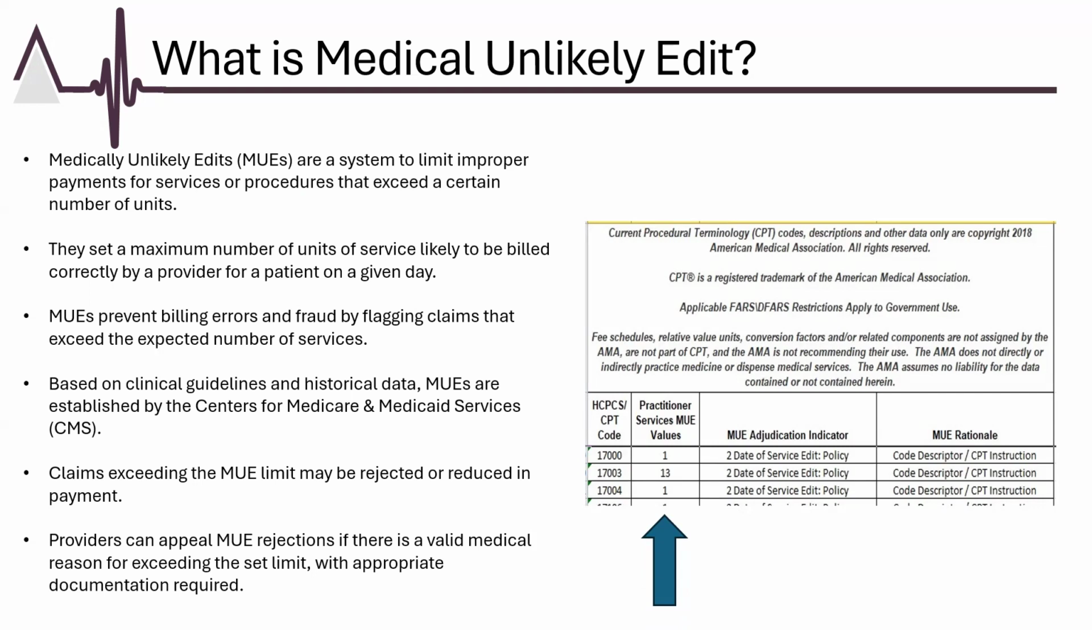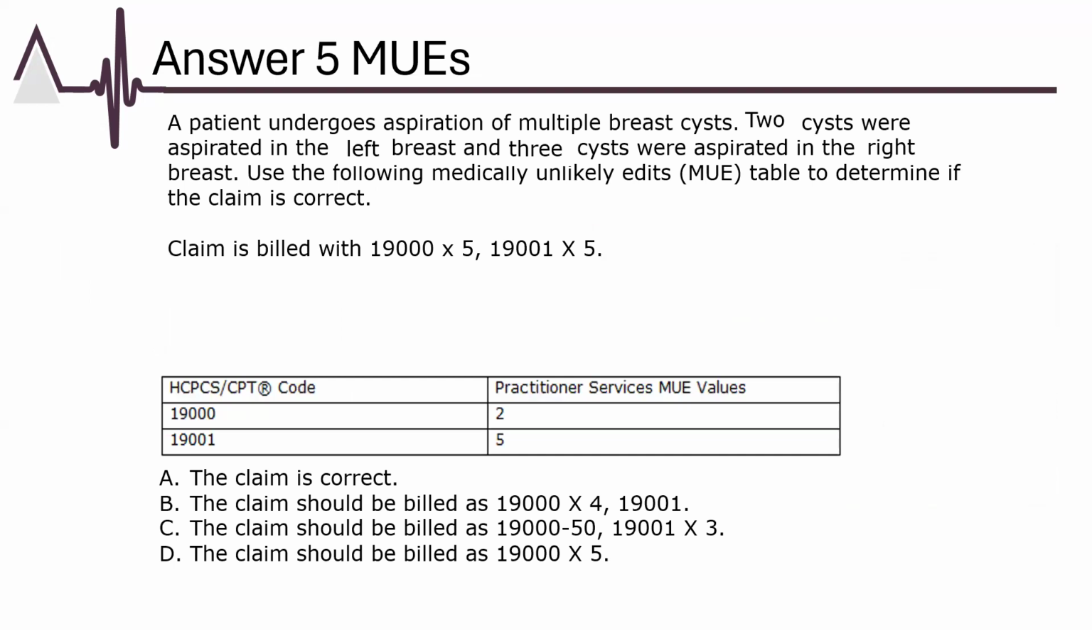Let's revisit the question. A patient undergoes aspiration of multiple breast cysts. 2 cysts were aspirated on the left breast, and 3 cysts were aspirated on the right breast. Looking at the MUE table, we can see that 19000 allows for this code to be billed twice, while 19001 allows for this code to be billed 5 times.